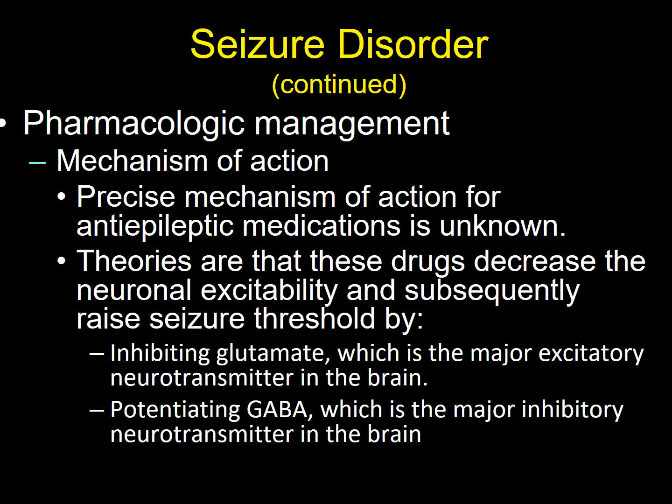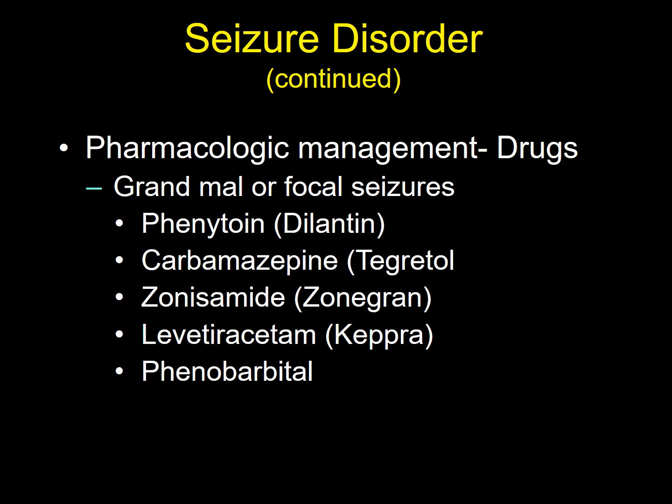Notice that the first bullet point says the precise mechanism of action for anti-epileptic medications is unknown, but theories are that they decrease excitability and raise seizure threshold by either inhibiting glutamate, which remember I said is the major excitatory neurotransmitter in the brain, or by potentiating GABA, which is the major inhibitory neurotransmitter in the brain. So you're suppressing excitation or potentiating inhibition. That's what they do, at least that's the theories.